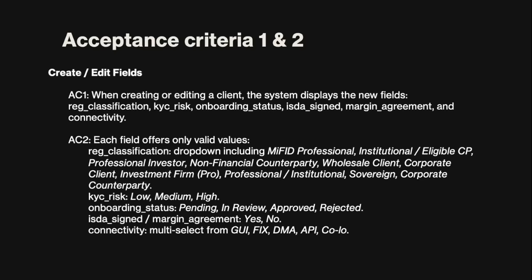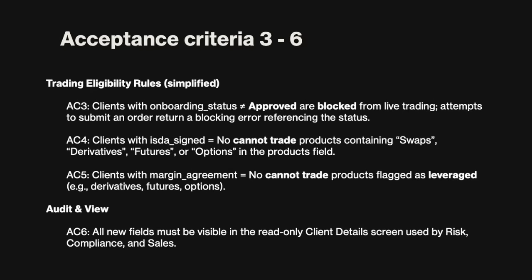The takeaway here is that analysts can see and edit exactly what they need, and the system guarantees clean, standardized inputs that downstream eligibility and audit can trust. Now we move from data capture to rule enforcement when a client is allowed to trade. So these are the next acceptance criteria 3 through 6.